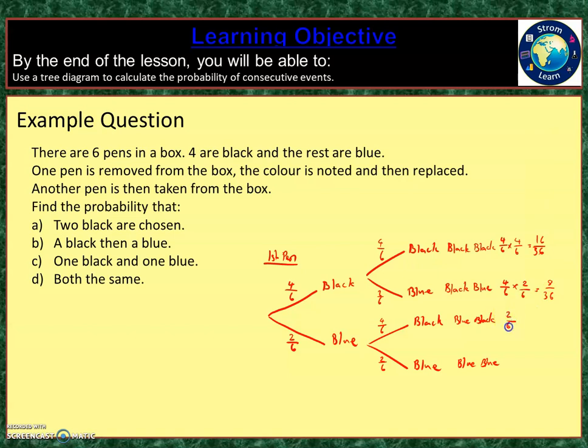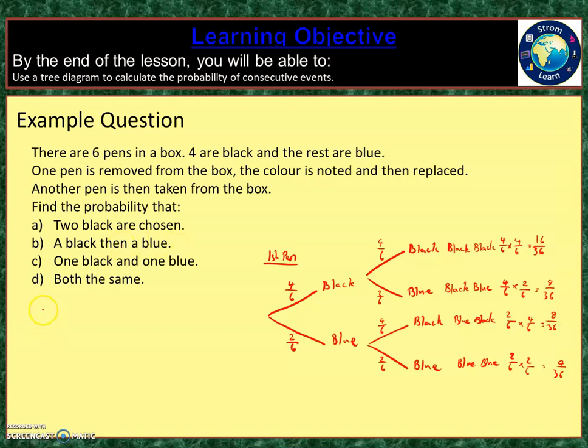Okay, so these next two are both 8/36 for different reasons. Black then blue was 4/6, and then we went along 2/6, and blue then black was the other way round. And then finally blue then blue, 2/6 times 2/6, which is 4/36. Now if I add all those fractions together, it would come to 36/36, or a whole, and that must be true for tree diagrams. Okay, so now we're really in a good position to start tackling these problems.